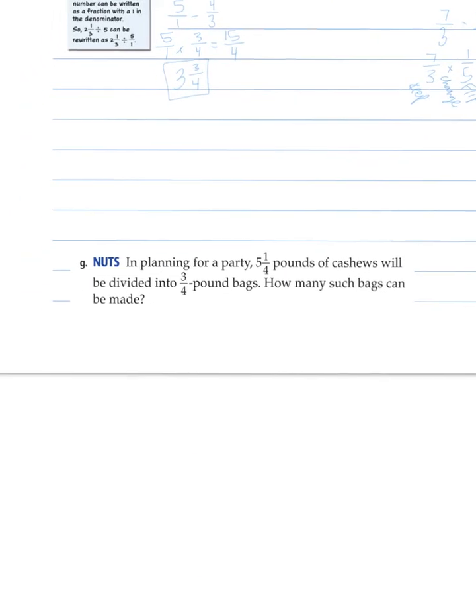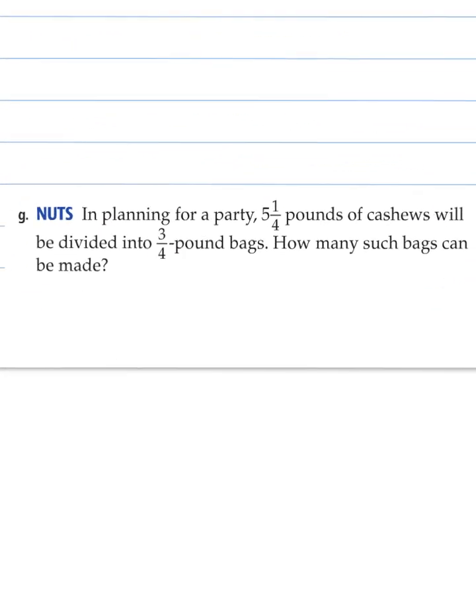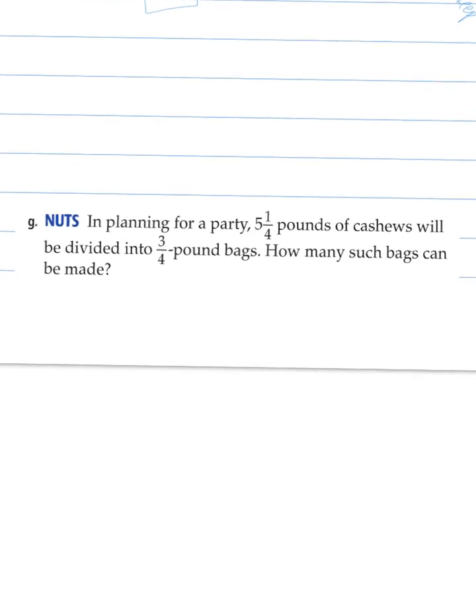Alright, here's a word problem for us to look at. In planning for a party, 5 1/4 pounds of cashews will be divided into 3/4 pound bags. Okay, so let's say you're handing out party bags to your guests. How many bags can be made with that amount of cashews? Well, we are taking the 5 1/4 pounds and we are dividing it into 3/4 pound bags.